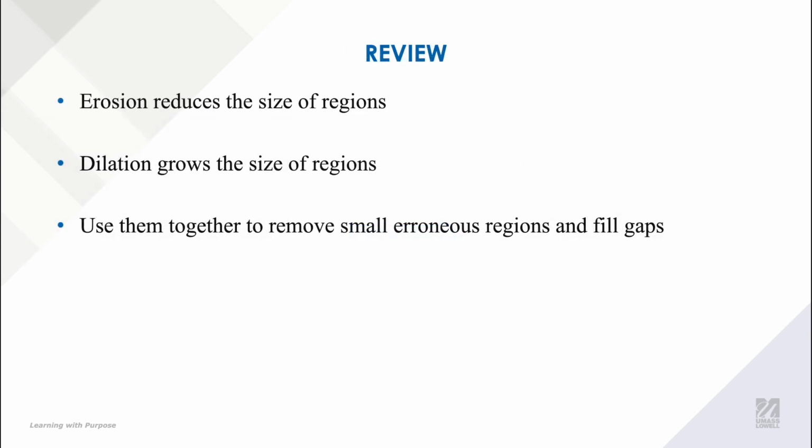So to review, erosion reduces the size of the regions, dilation grows the size of the regions, and you use them together to remove the small erroneous regions and fill the gaps. And you sort of alternate which one you use to undo the effects of the previous one while still accomplishing what you're going for. And you may or may not want to use this in your lane filter when it comes to it. I presented this to you so you could be aware of it and use it if you need it. If your lane filter is pretty good, then you might not need to fill in any gaps or get rid of any spurious pixels, but you may want to use it at some point.